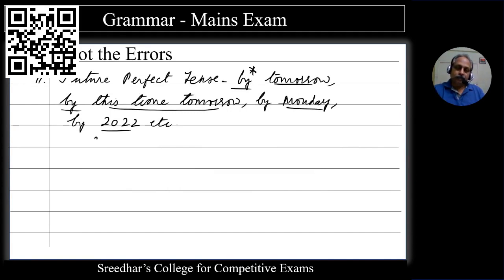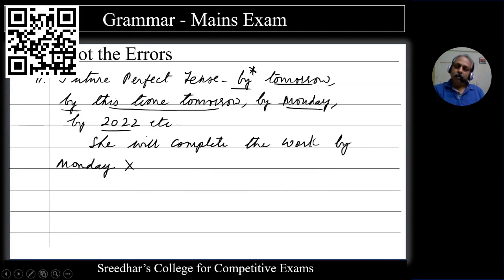How do they ask the question? She will complete the work by Monday. Now, this sentence is wrong. How do you decide? It is in future tense. She will complete. And this is a common error. A lot of people say this. But the moment you see the preposition by Monday means what? By a given time in future, some action will be over. Some action will be completed. Then you cannot use future tense. You have to use future perfect tense.